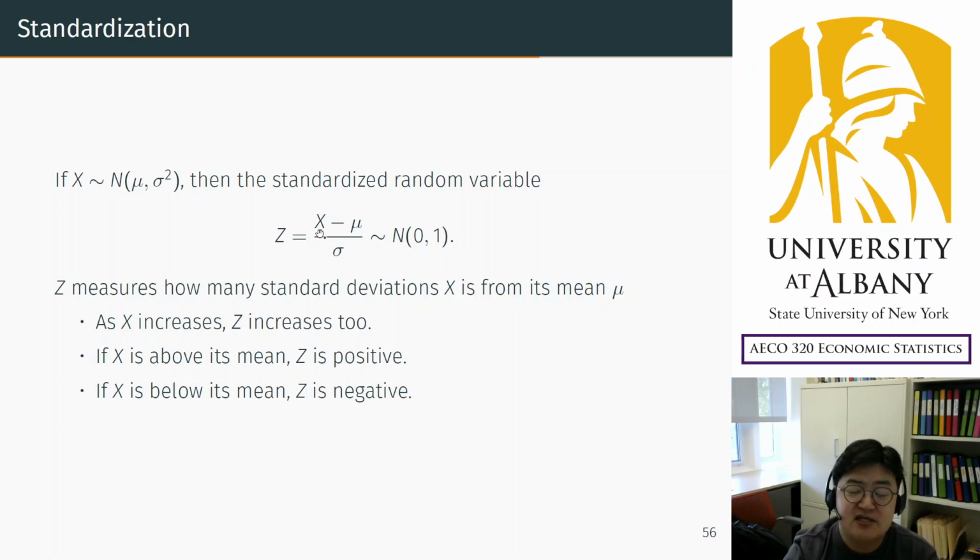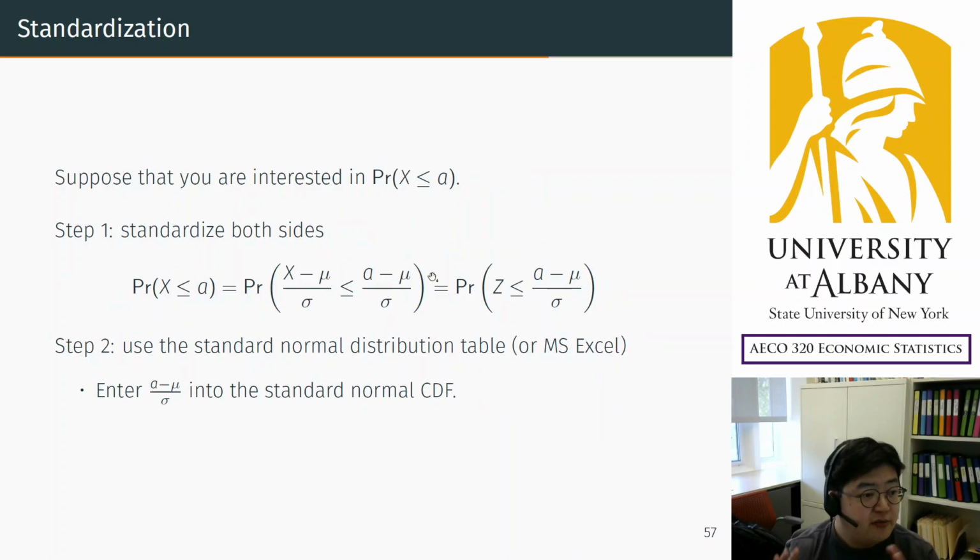Then it has many nice properties. As x increases, z increases too, right? It is linear, so the slope is going up. And if x is above its mean, then z is positive. Positive z means it is above the mean, and negative means below the mean. Okay? Then, okay, the idea is clear, the idea is simple. Then how can we use that?